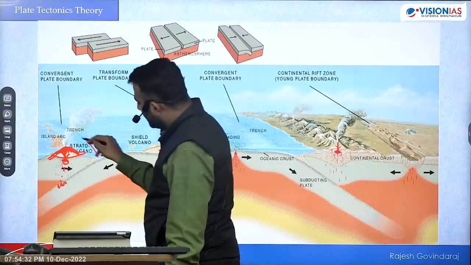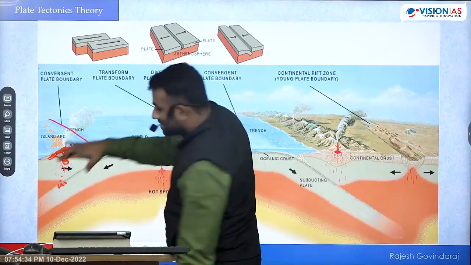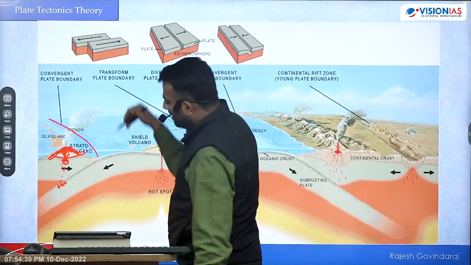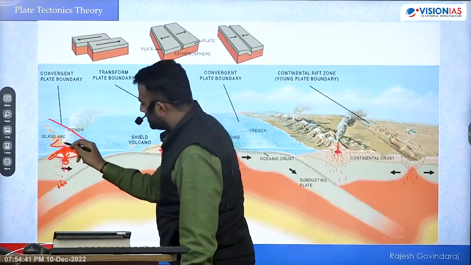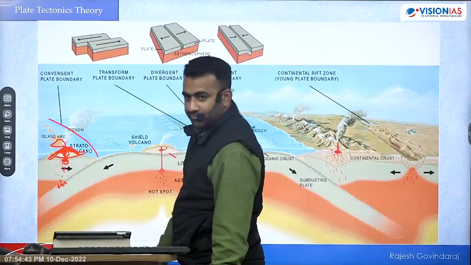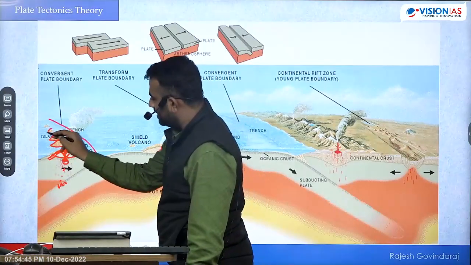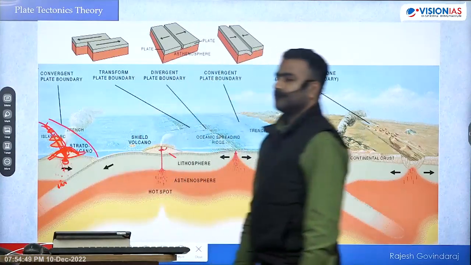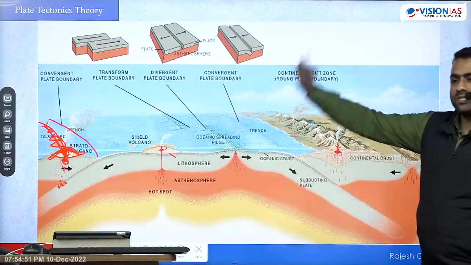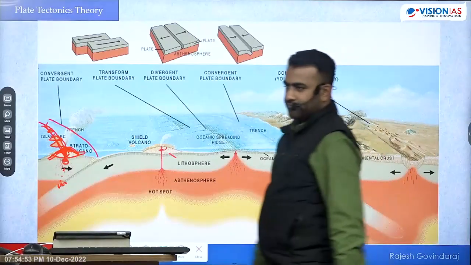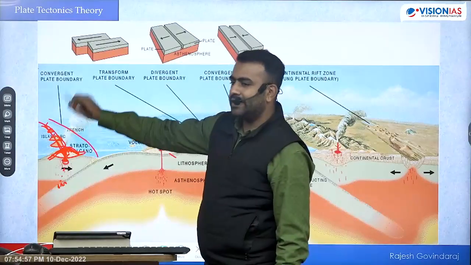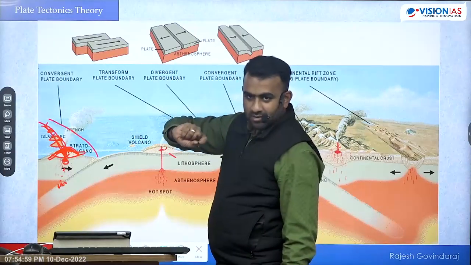Along the entire length of the trench, the entire plate is subducting. It is not just happening in this location alone. Here also plate is subducting and rising. Here there is another volcanic island. Here there is an island. You can see a series of volcanic islands here, and usually arranged in an arc shape. It is called as island arc.